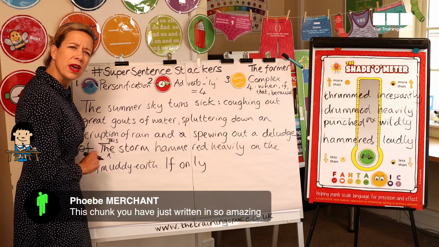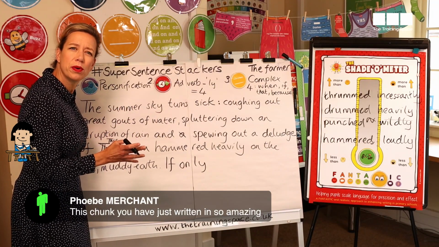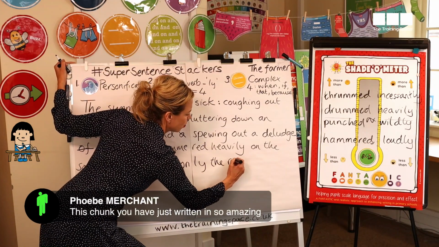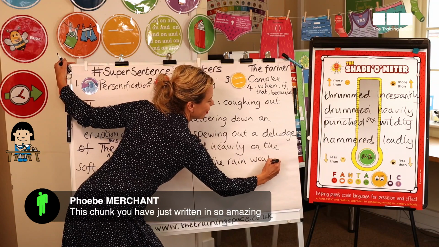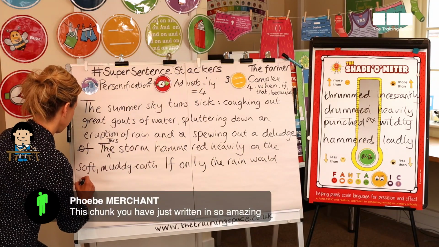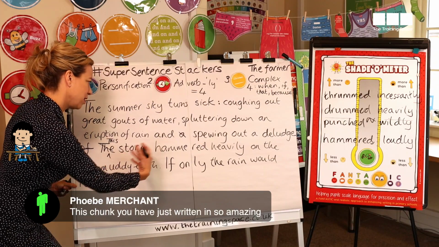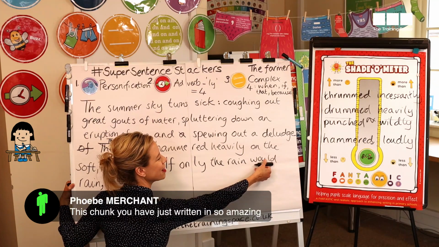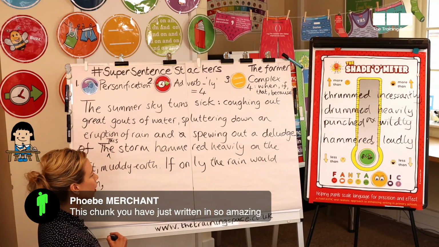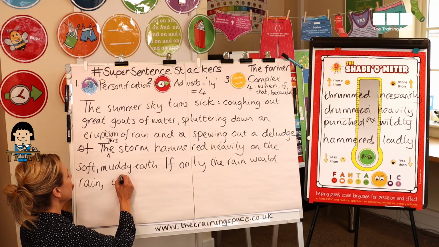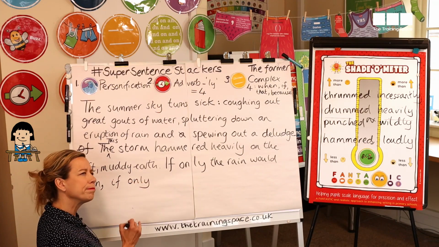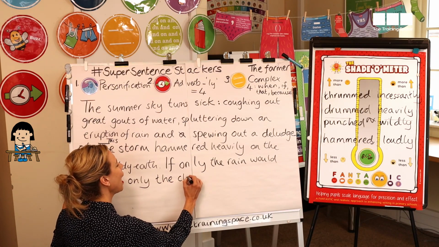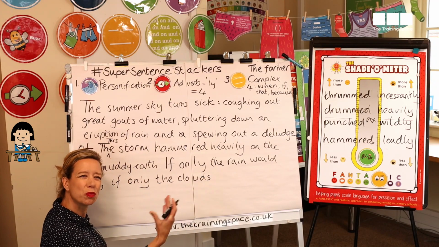Something like, if only the rain would stop. Or that, I like that. I'm going to keep that, I think. If only the rain would stop. I wonder if I can do another clause like that. Maybe I could repeat this wonderful modal verb. If only the rain would stop. If only the clouds, if only the clouds would move on.